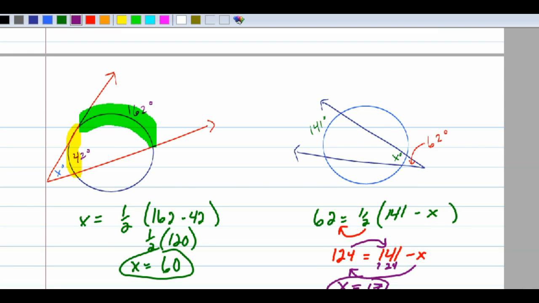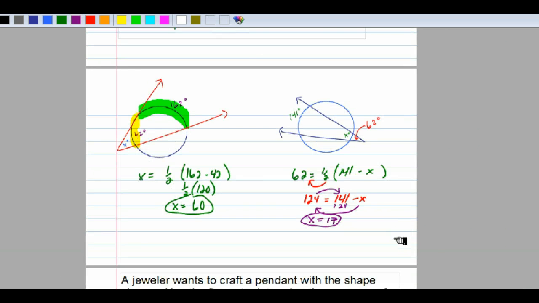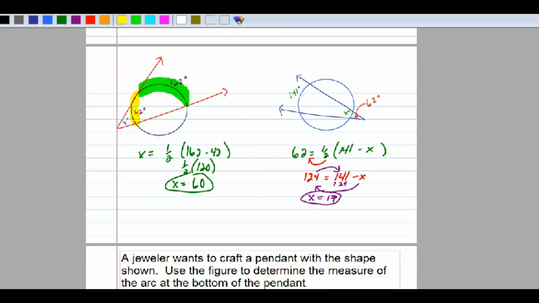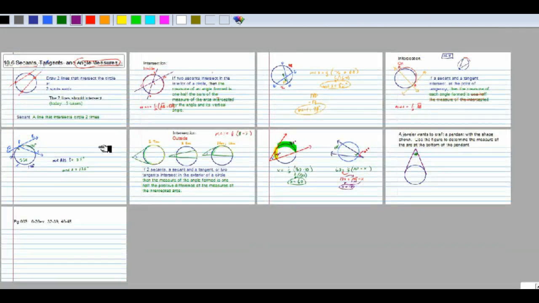Now, let's try to simplify this just a little bit before we finish this last question. As we're doing our 3 different intersections, they intersect in, on, or outside. Really, here's what's happening. If they intersect inside, the angle is equal to 1/2 the sum. If they intersect outside, the angle equals 1/2 the difference. If they intersect on, the angle equals 1/2 the arc.